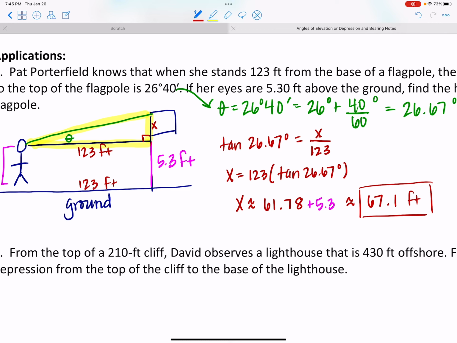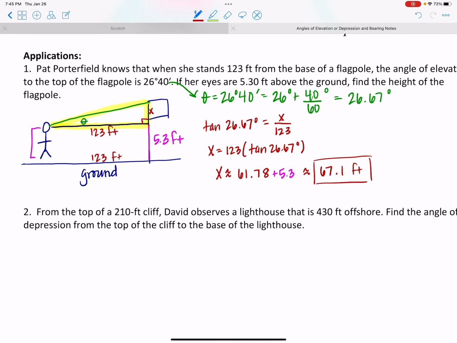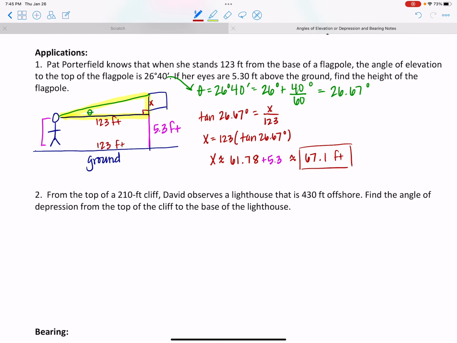That's a decent-sized flagpole. Okay, so let's look at number 2. And the picture wasn't horrible, I'm hoping you're agreeing. Number 2, we have from the top of a 210-foot cliff, David observes a lighthouse that is 430 feet offshore. Find the angle of depression from the top of the cliff to the base of the lighthouse.